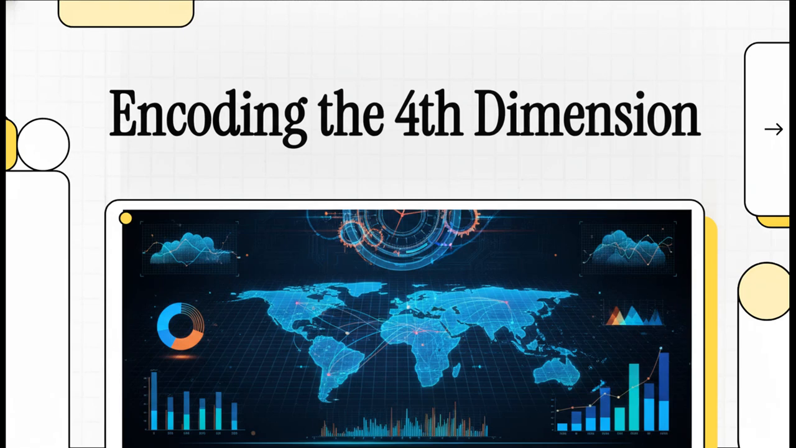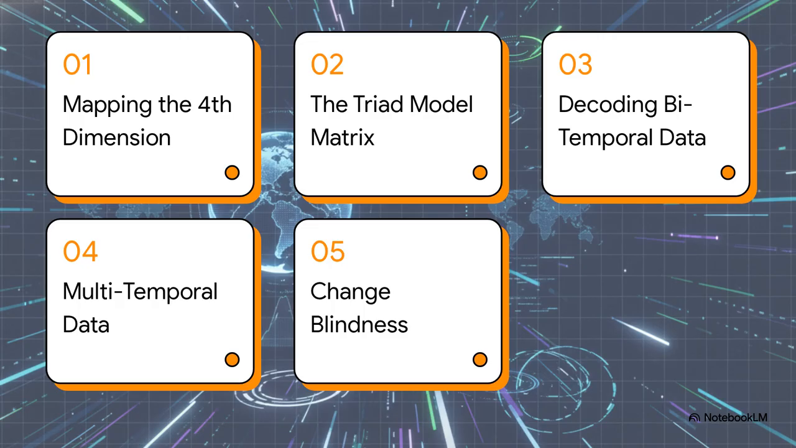Welcome to this explainer. Today, we're doing something really cool. We're pulling back the curtain on the absolute magic of cartography to decode exactly how we represent the fourth dimension, which is time, on a flat 2D screen. We're going to see exactly how data scientists take just overwhelming amounts of shifting geographic data and turn it into visuals that our brains can actually process. It's a fascinating challenge.